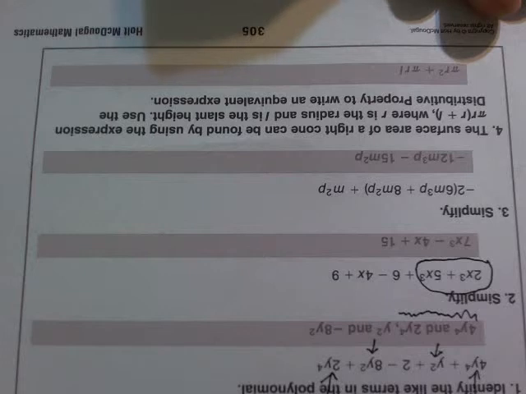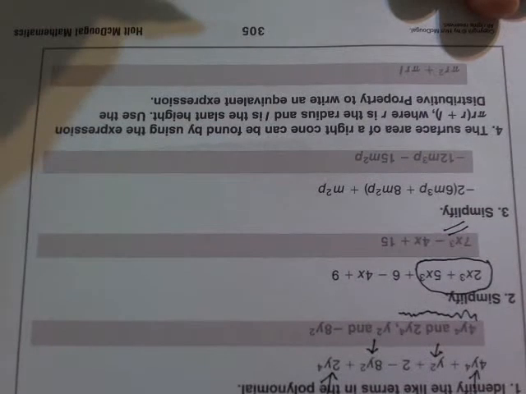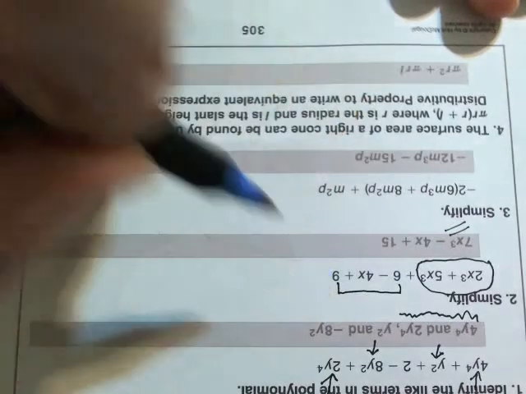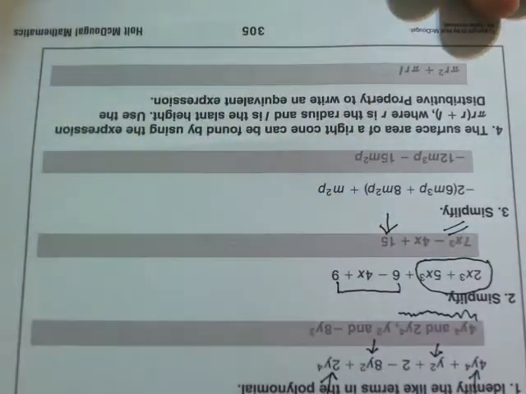So we're going to put the 2x cubed and the 5x cubed together. That's going to give me 7x cubed. Now I see I also have a couple of regular integers here. I have the 6 and the 9, which is going to go together to write 15. But as you can see, they put that at the end.